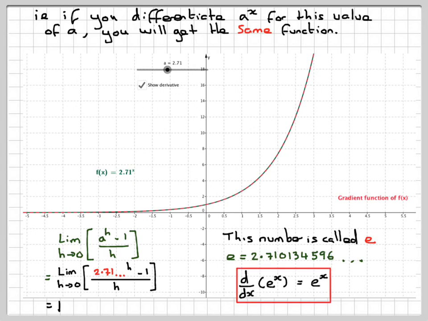So what we're saying here, the conclusion, is that we will let this number be called e, so d dx of e to the x is equal to e to the x. If you differentiate the function, the gradient function will be exactly the same.